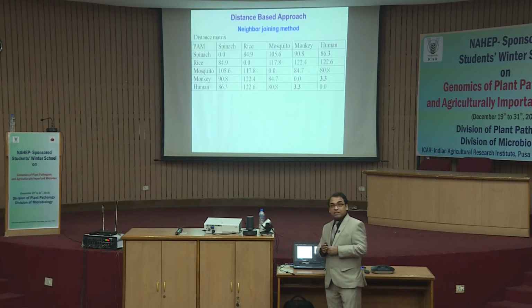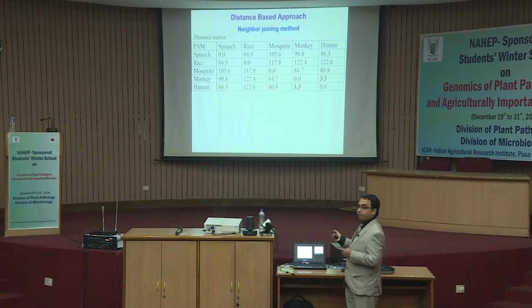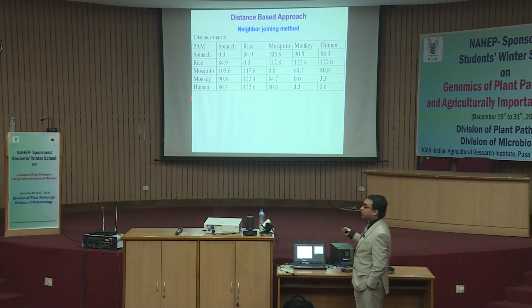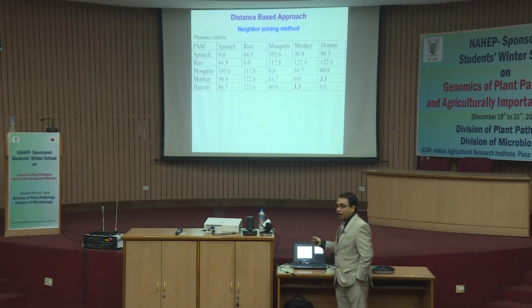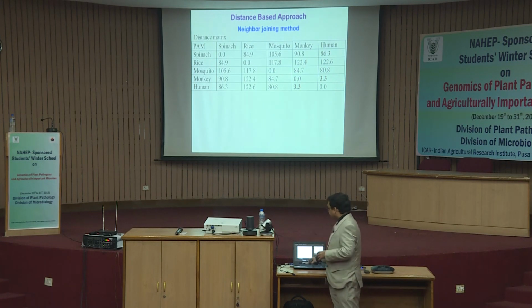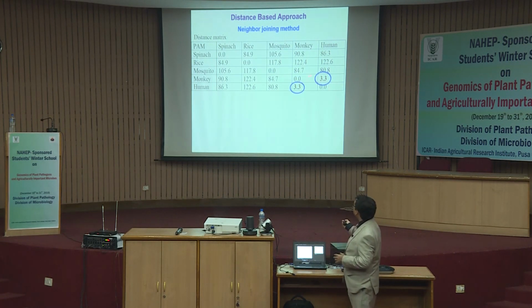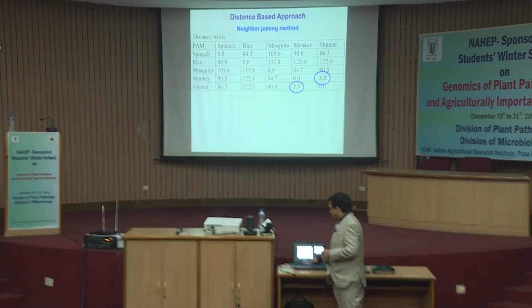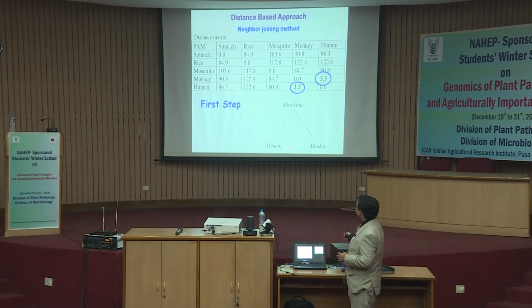For the distance based approach, the example is the neighbor joining approach. So, for example, I want to study spinach, rice, mosquito, monkey, human, different things. Okay. So, a distance matrix will be created by the software and we will now find out which ones are most related. For example, here the distance is very small, 3.3, that means these two, monkey and human, are closely related. So, in the first step we make a group of monkey and human. In the second step we have to understand which one is closely related to this monkey human group.